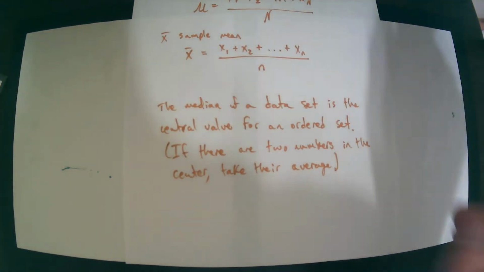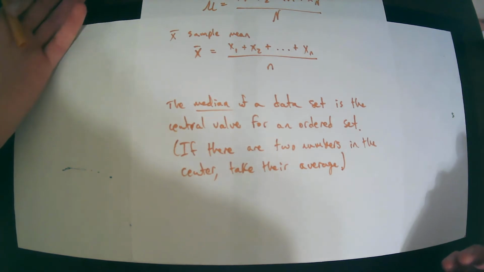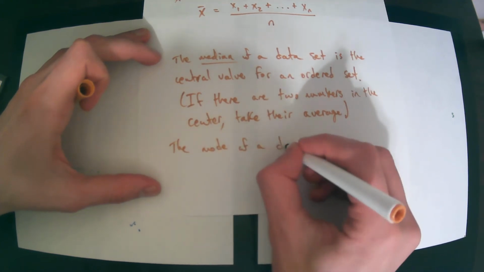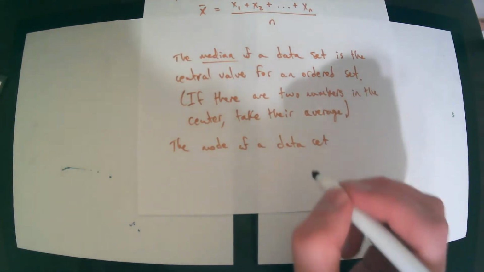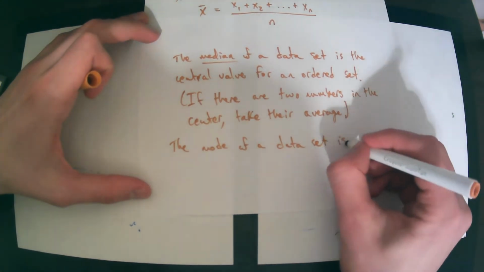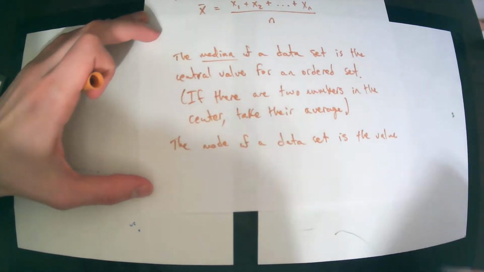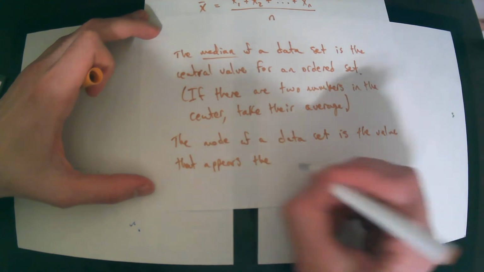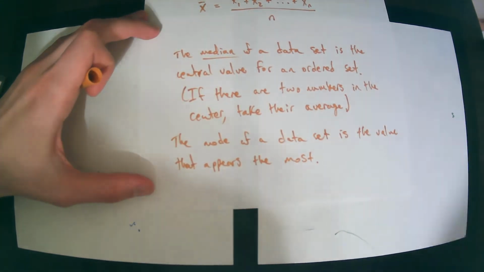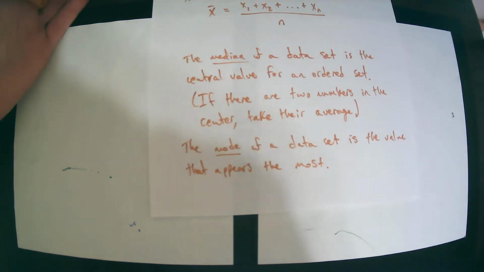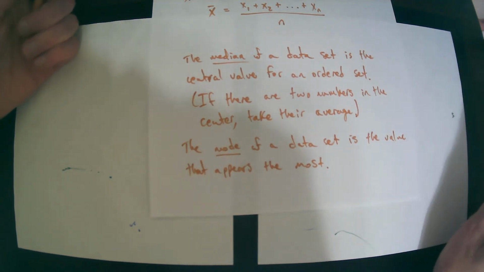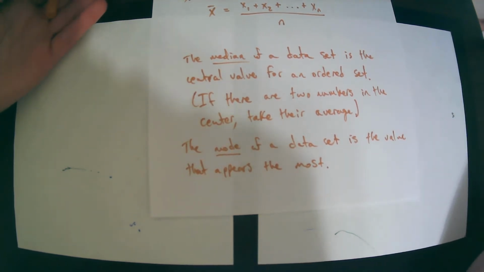Then we've got the mode. The mode is just the value that appears the most. We can have different types of modes. First of all, a set doesn't have to have a mode. If everything appears the same number of times, like if our number set is 1, 2, 3, 4, 5, 6, then there is no mode because nothing appeared the most.